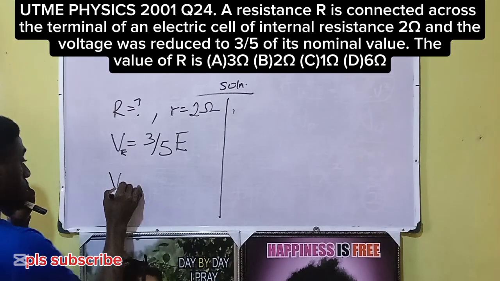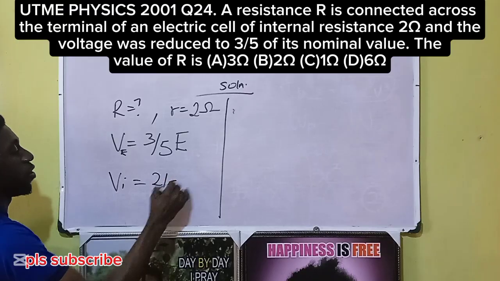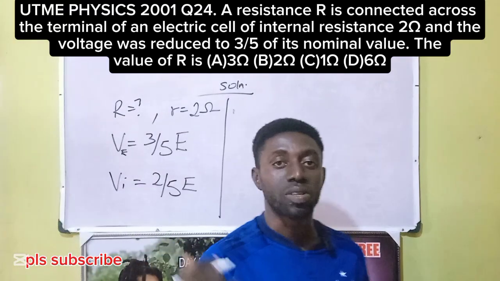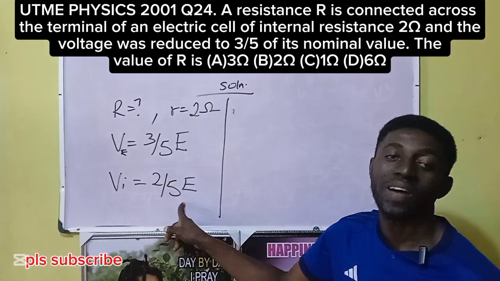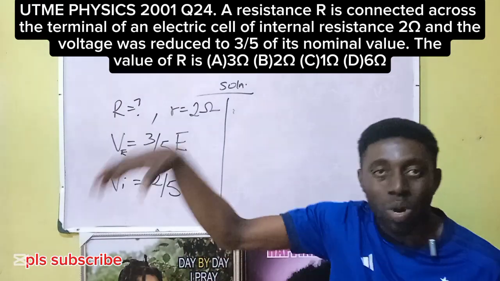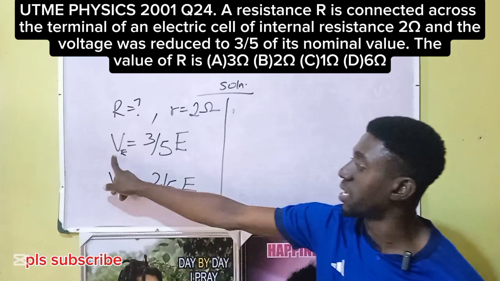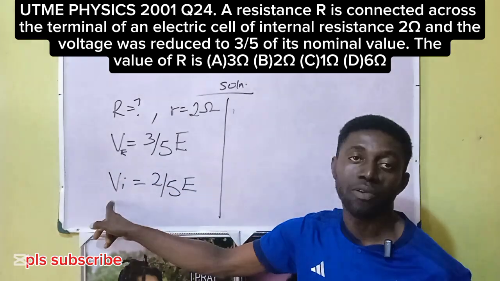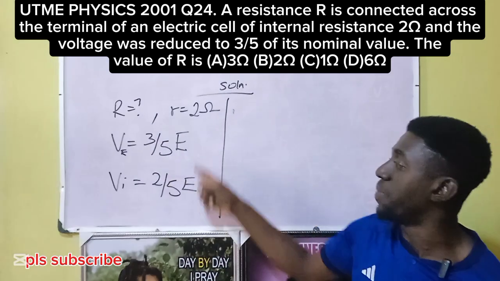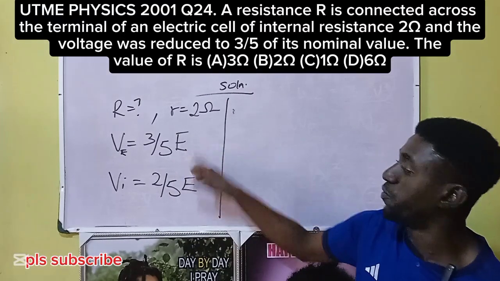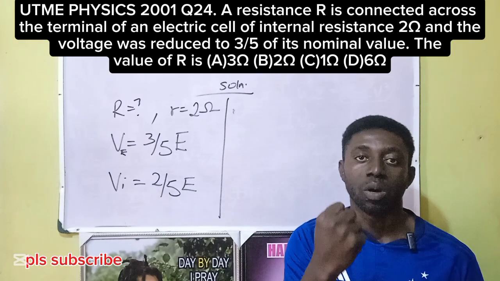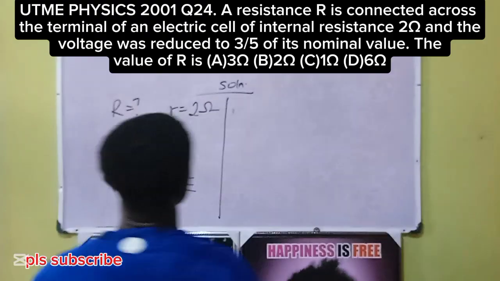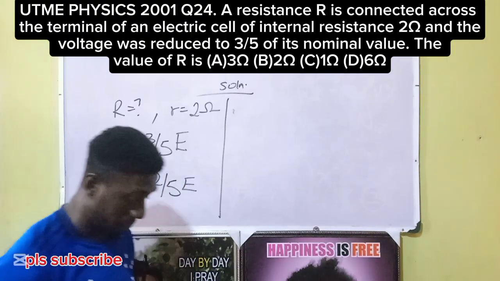Then the internal voltage is 2/5 of EMF. You can notice the fraction. 3 out of 5 entered the circuit, 2 out of 5 remained in the cell, or was wasted in the cell. External voltage plus internal voltage, join both of them together, you get your EMF. So this is the division, or the fraction, of energy distribution. This one enters our circuit, this one burns in the cell, making the cell hot. We'll continue. The value of R, X.